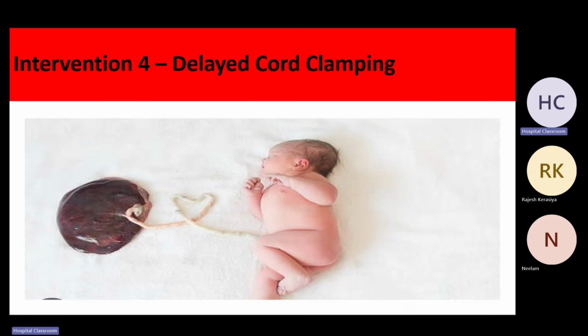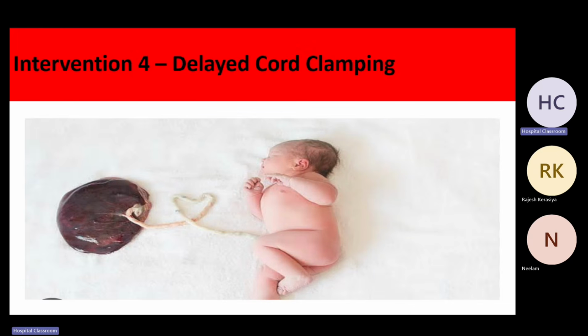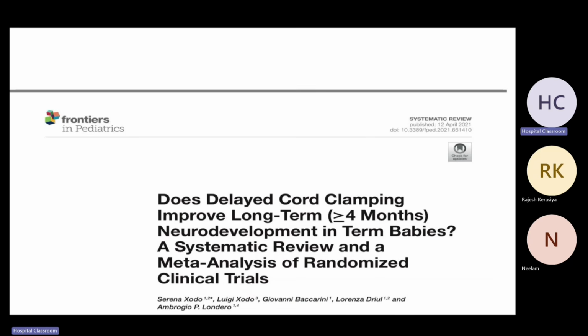Okay, then coming to the fourth intervention, that is delayed cord clamping. All of us know that delayed cord clamping is now a recommendation. It is very well a recommendation given by almost all the bodies. Now, what is so fascinating about delayed cord clamping? Let us agree on one thing, that all of us, the entire generation who is sitting here, none of us have gone through delayed cord clamping.